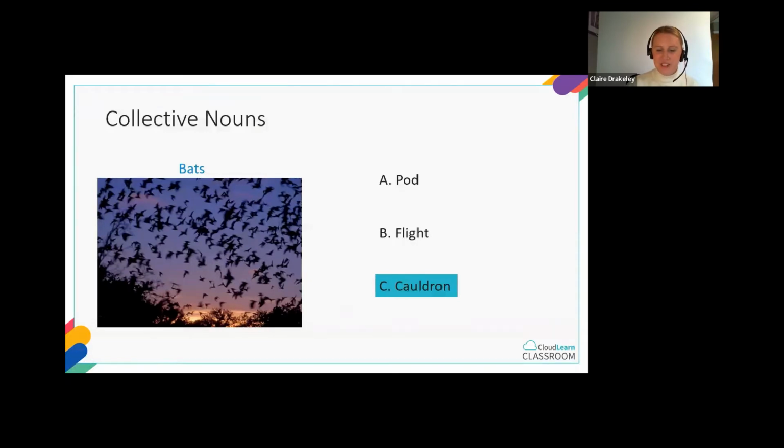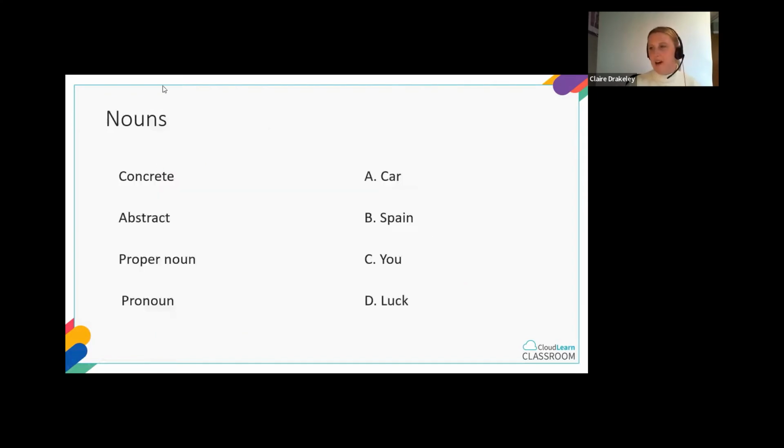Thank you so much for joining in the poll. There's going to be lots of those. This is a really interactive lesson. It lends itself well. So more nouns now. We've taught you all the nouns. How well have we taught you the nouns?